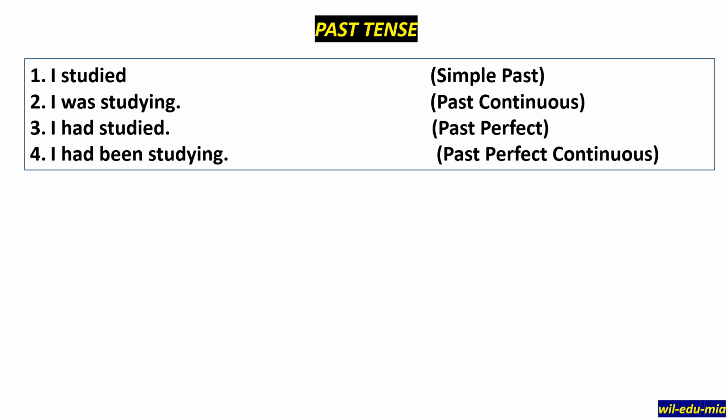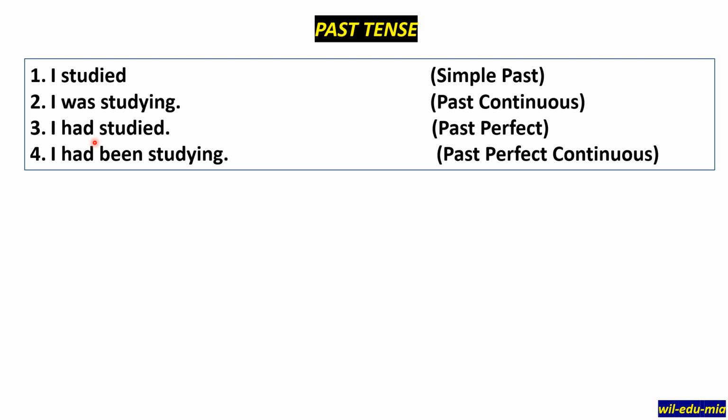We'll understand the four forms of the past tense. The first sentence here, I studied. Here the simple past is used to indicate an action completed in the past. The second sentence, I was studying. Here the past continuous is used to denote an action going on at some time in the past, like I was studying the whole evening.